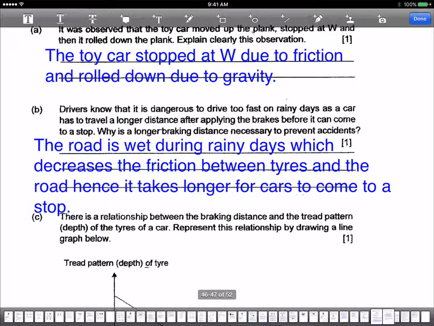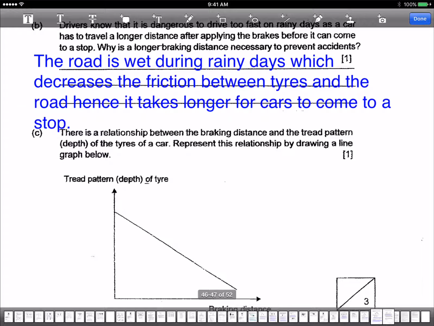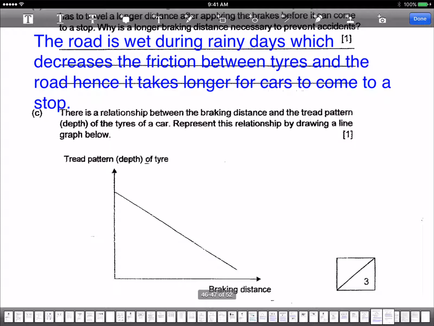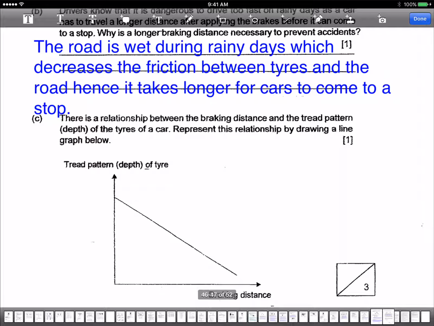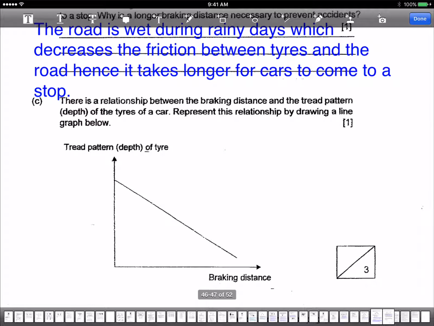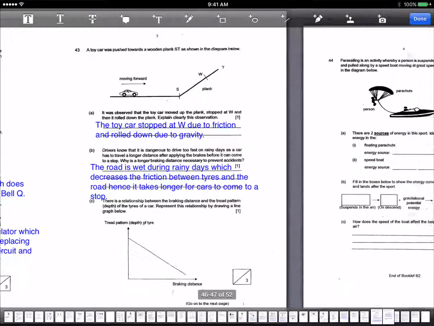Next. So there's a relationship between the braking distance and the tread pattern. So it's done. Okay? Drawing a line. So this one is done. What it says is that if the depth of the tread pattern is very deep, the braking distance will be shorter. Right? If there's wear and tear, that means the tires have wear and tear, somewhere here, braking distance is longer. Okay, this is drawn already. This is the answer. Alright, next, the last one.